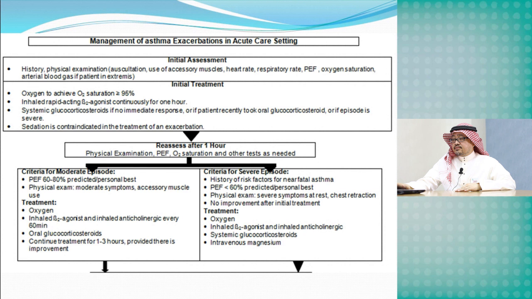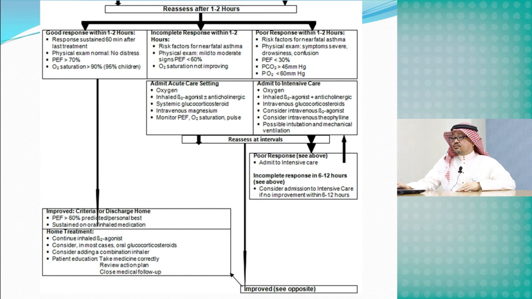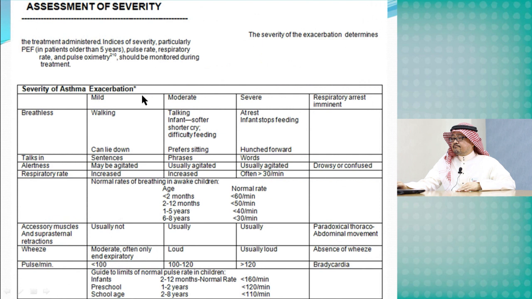This cartoon will summarize the initial management that we spoke about, and it shows the management of asthma exacerbation in acute care settings, with the initial treatment and the subsequent response after 1 to 2 hours. As you can see, whether we have a good response or poor response, we then consider admission or discharge home. Once the patient comes to the emergency department, the assessment depends on the severity of the asthma exacerbation. Then we can categorize it according to the symptoms: mild, moderate, severe, and respiratory arrest imminent. According to the severity, we initiate the management accordingly.